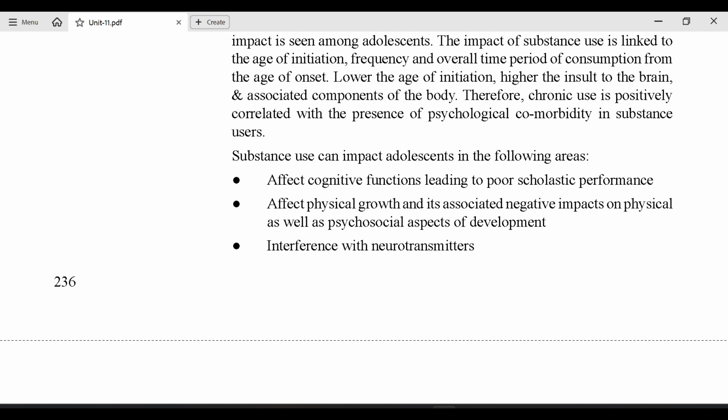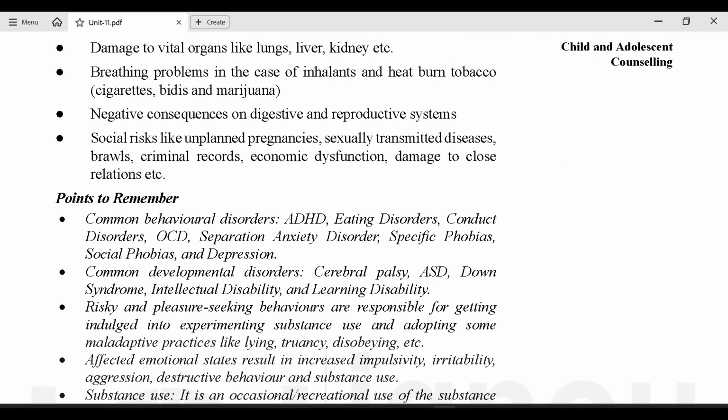and its associated negative impacts on physical as well as psychosocial aspects of development, interference with neurotransmitters, damage to vital organs like lungs, liver, kidney etc., breathing problems in the case of inhalants and heat-burn tobacco, cigarettes, bidis and marijuana, negative consequences on digestive and reproductive systems, social risks like unplanned pregnancies, sexually transmitted diseases, brawls, criminal records, economic dysfunction, damage to close relations etc.